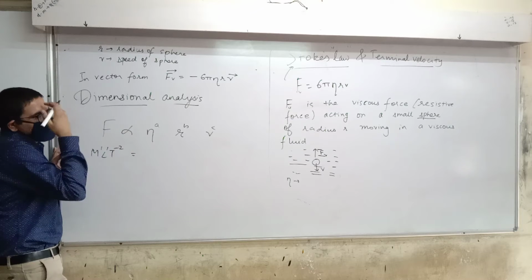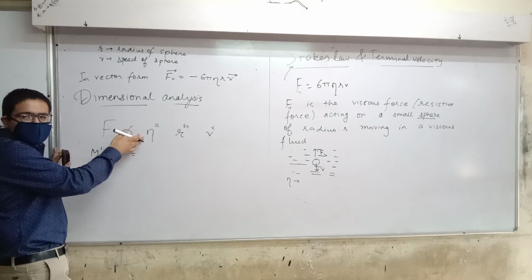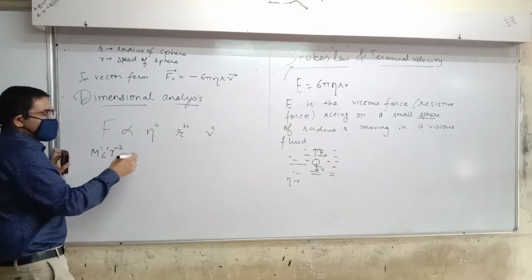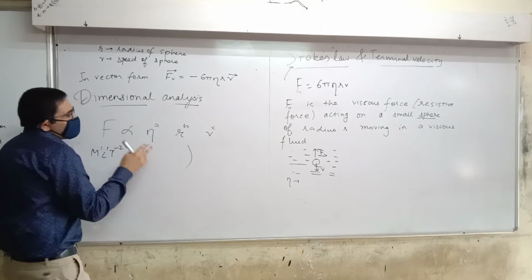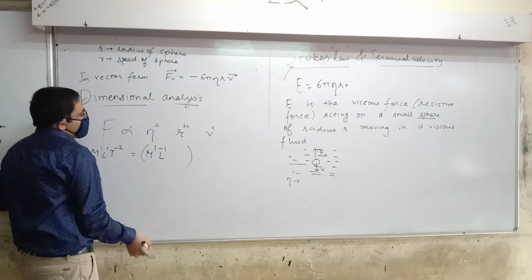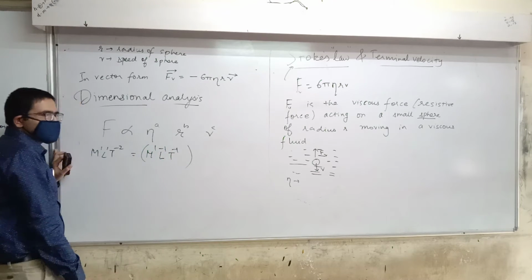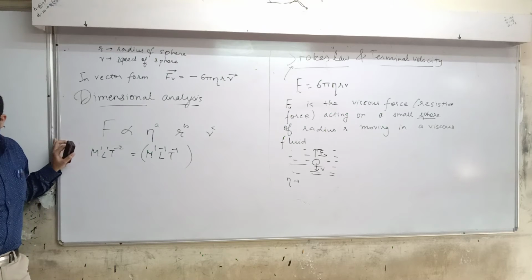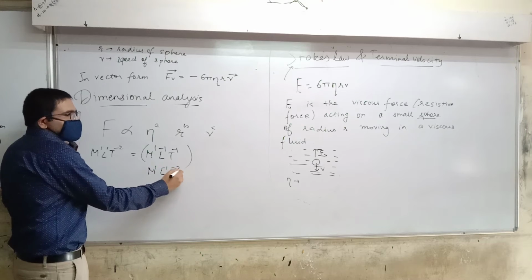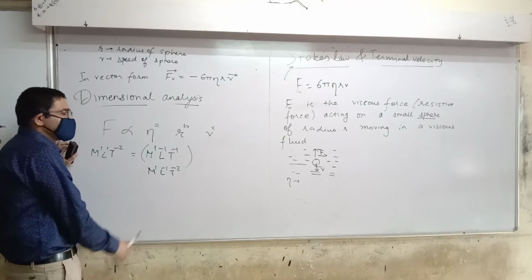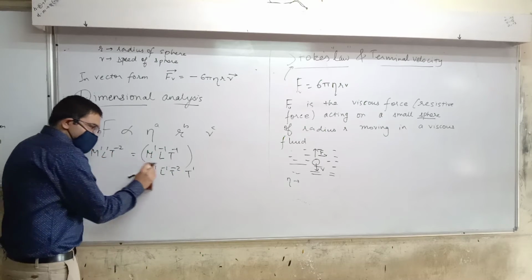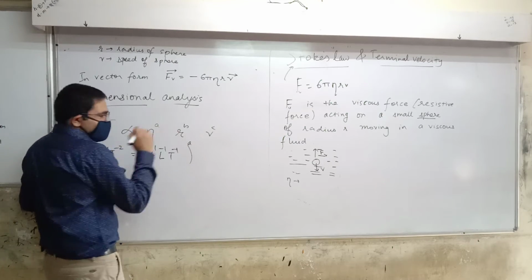dimensions of eta. Never mind. Dimensions of eta are Pascal second. So M raised to 1, L raised to minus 1, T raised to minus 1. Confirm. Pascal is pressure: M raised to 1, L raised to minus 1, T raised to minus 2. A Pascal is a pressure, and into second. It comes out like this, nothing needs to be remembered. Okay?